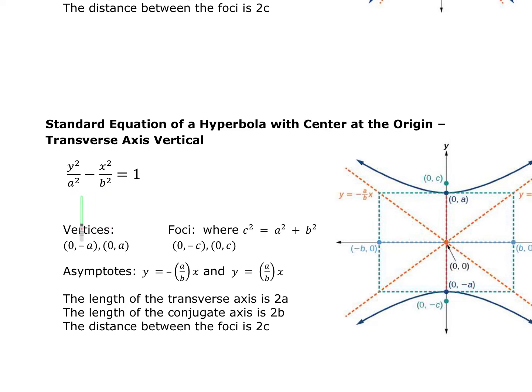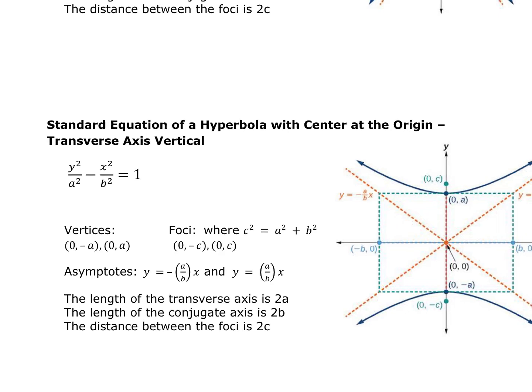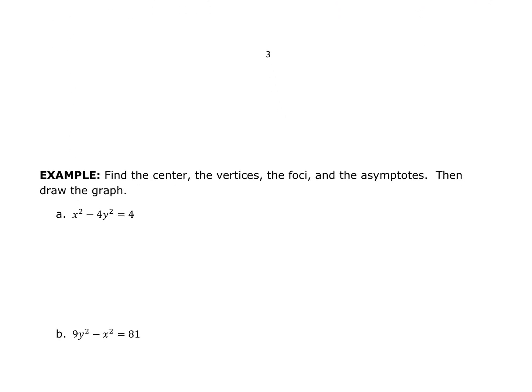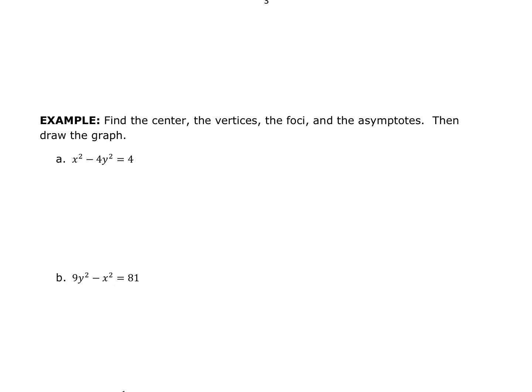I don't really pay a lot of attention to the a and b because with ellipses, the a was the larger number and it had to be underneath the one which was my major axis. Well, a is still underneath the transverse, but we don't have to have a be the larger number. So that's something to pay attention to. Same old, same old.